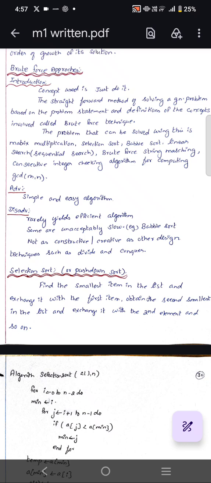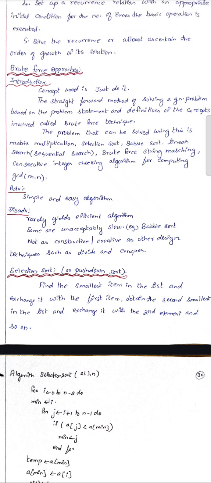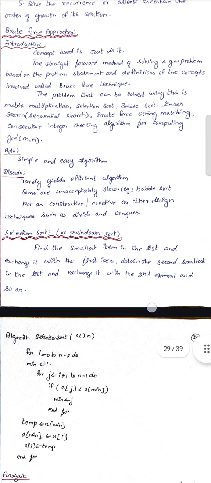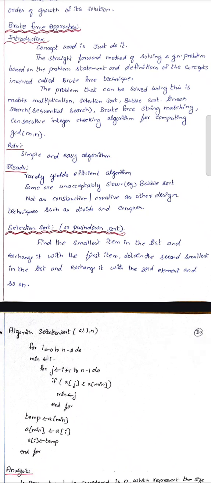Brute force approach. Introduction. The concept is used as just do it. The straightforward method, whatever comes to your mind, solving a given problem based on the problem statement and definitions of the concepts involved, is called the brute force technique. Problems that can be solved using this are matrix multiplication, selection sort, bubble sort, linear search. These are all brute force approaches.